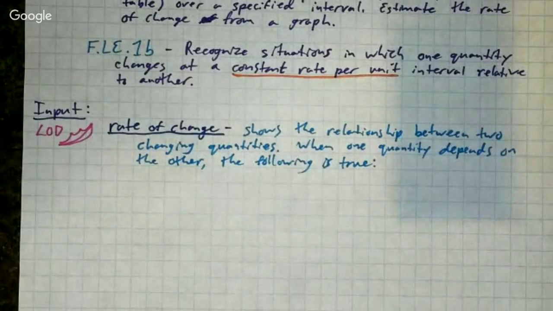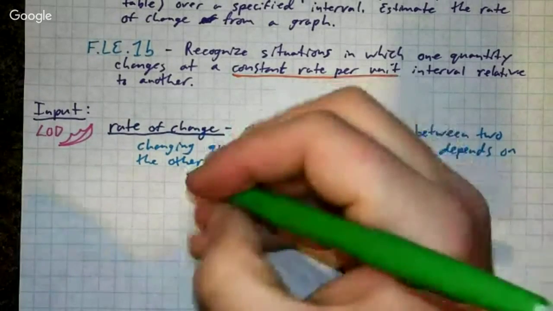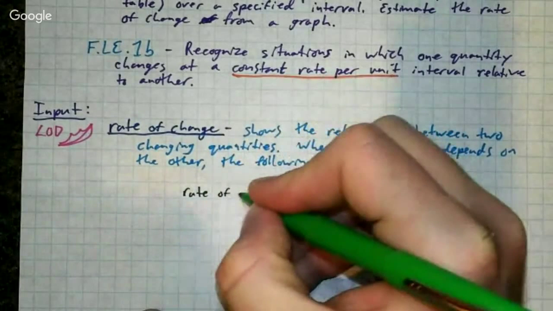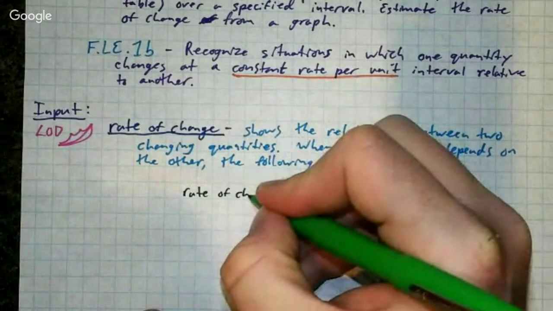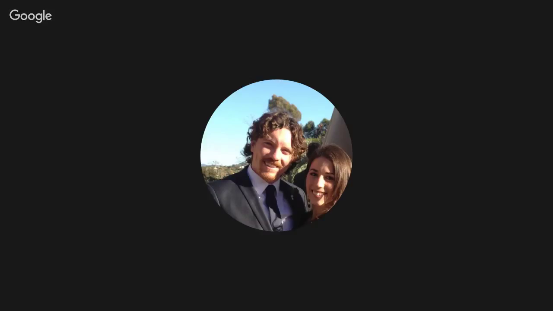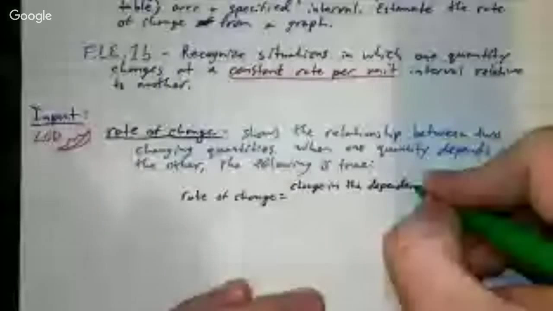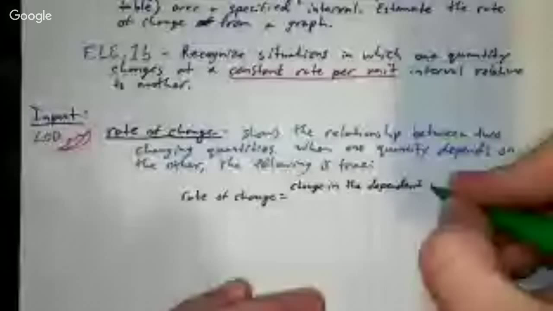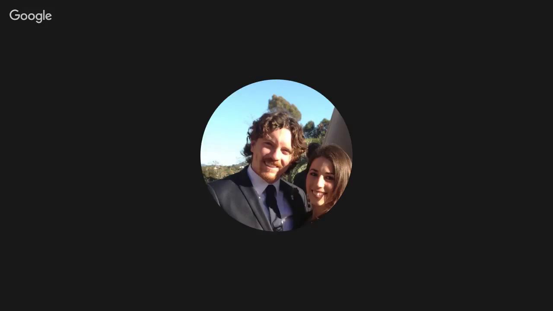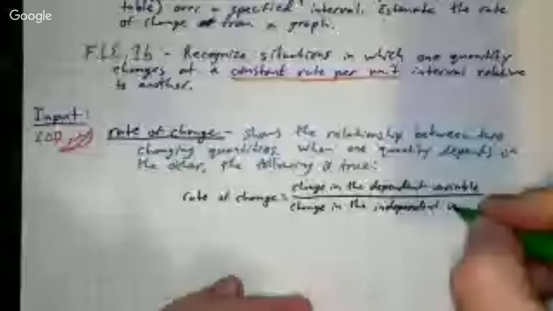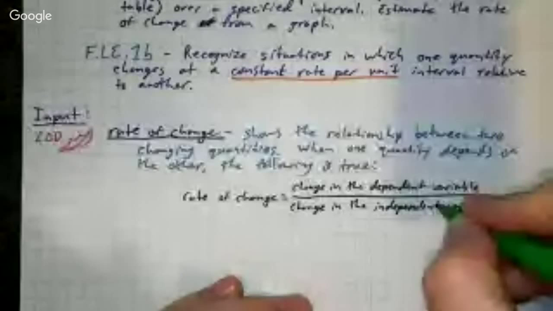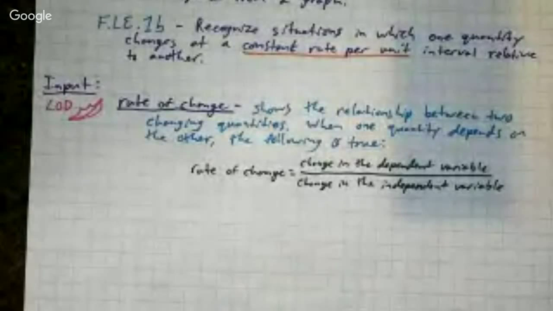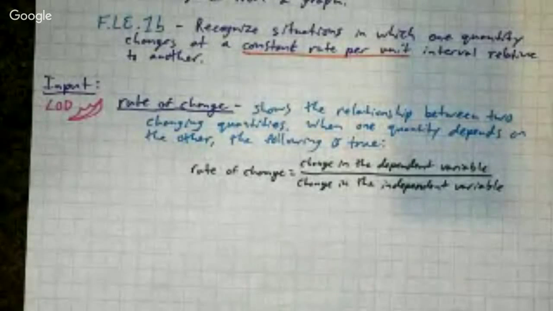And when you have that, what you see is this. The rate of change equals the change in the dependent variable over the change in the independent variable. So that's sort of our equation that we can use when we have independent and dependent variables. That's the rate of change.